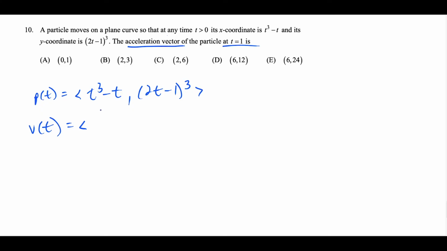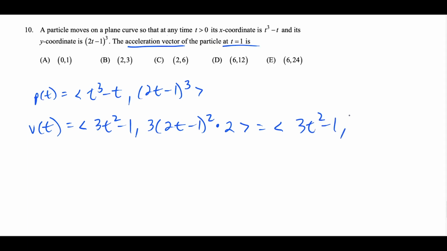So we're taking the derivative of the x component and getting 3t squared minus 1. And to find the derivative of the y component, we have to use the chain rule. So we're doing the derivative of the outside using power rule, and then the derivative of the inside also using power rule gives us 2. So we could simplify this velocity vector as 3t squared minus 1, and then 3 times 2 in front is going to give us a 6. We have 2t minus 1 to the second.